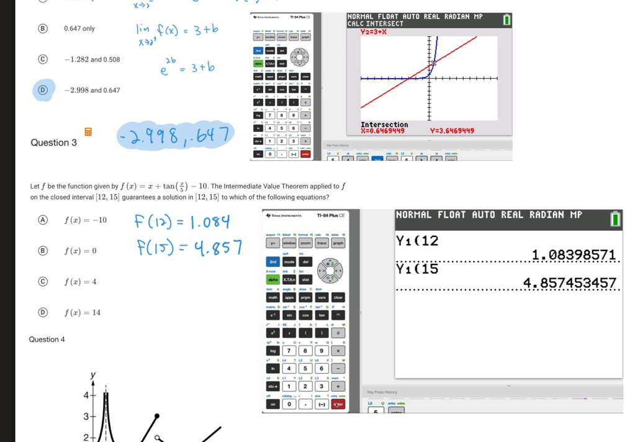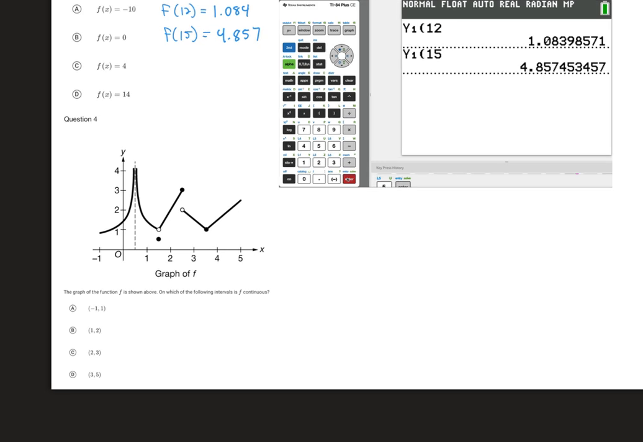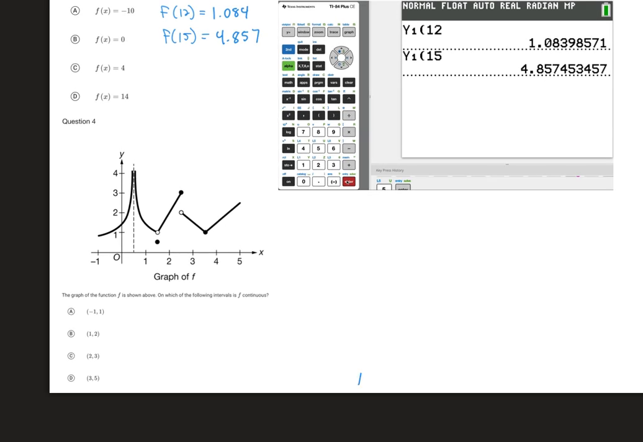f of x equals 4 is a solution, or there is a solution to this in this interval. That just really means that this function passes through this y value at some point. This number 4.